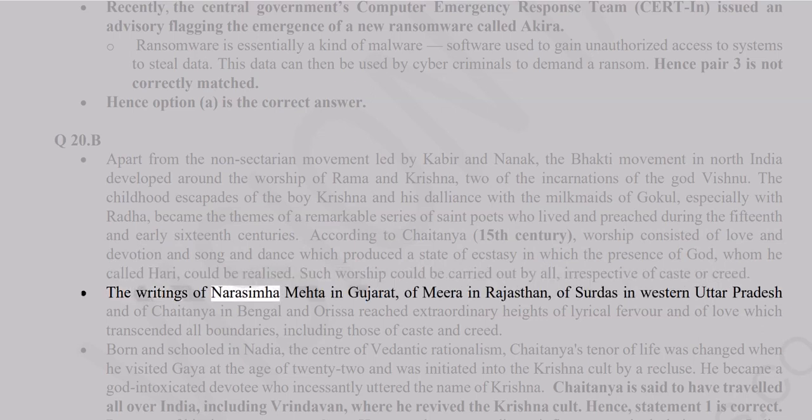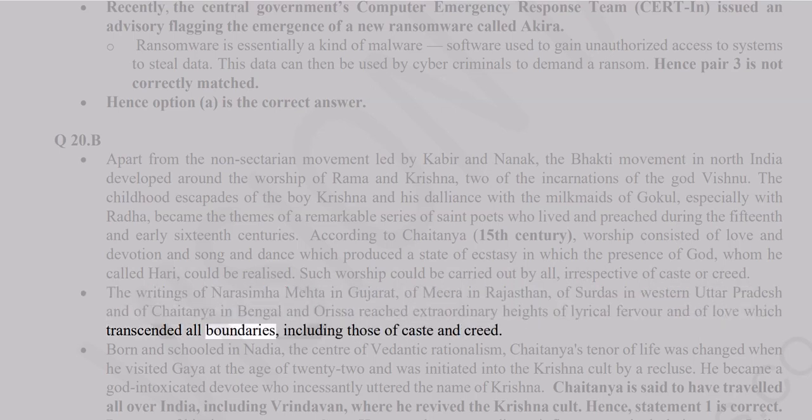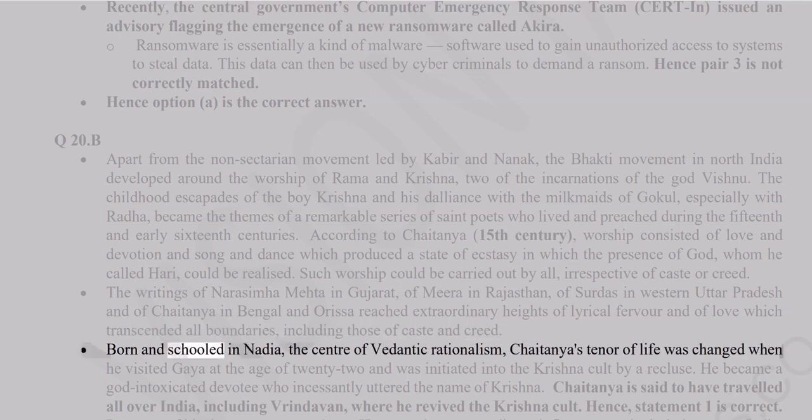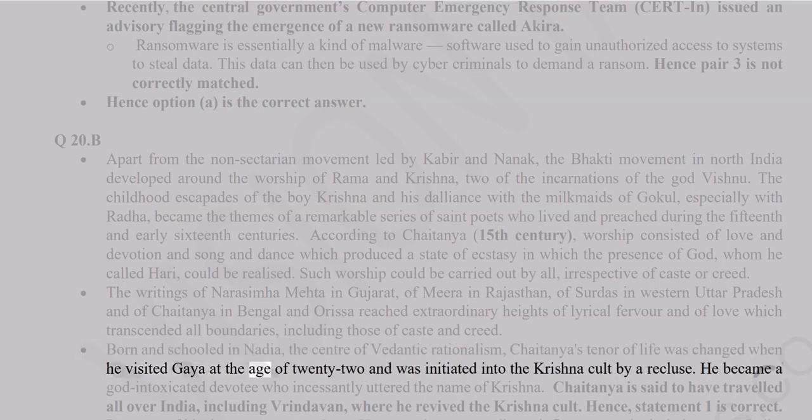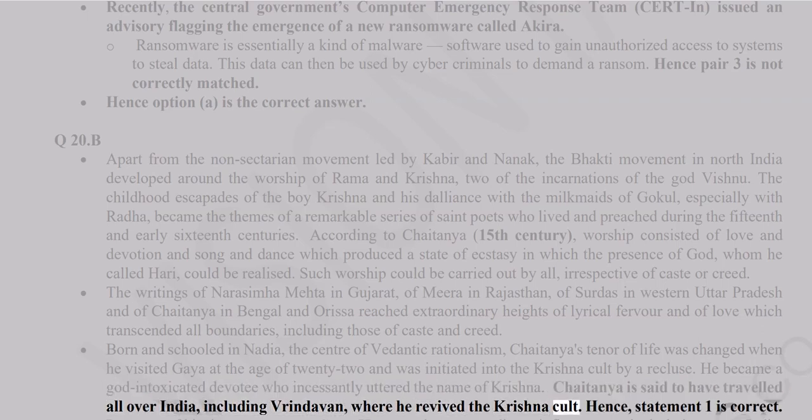The writings of Narasimha Mehta in Gujarat, of Mira in Rajasthan, of Surdas in western Uttar Pradesh, and of Chaitanya in Bengal and Orissa reached extraordinary heights of lyrical fervor and of love which transcended all boundaries, including those of caste and creed. Born and schooled in Nadia, the center of Vedantic rationalism, Chaitanya's tenor of life was changed when he visited Gaya at the age of 22 and was initiated into the Krishna cult by a recluse. He became a god-intoxicated devotee who incessantly uttered the name of Krishna. Chaitanya is said to have traveled all over India, including Vrindavan, where he revived the Krishna cult. Hence, statement 1 is correct.